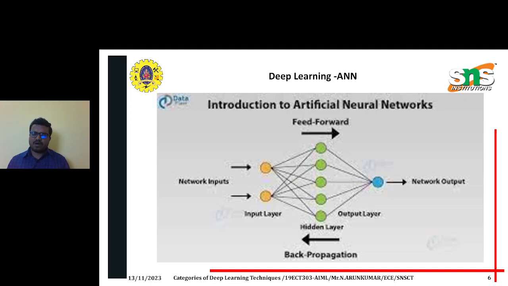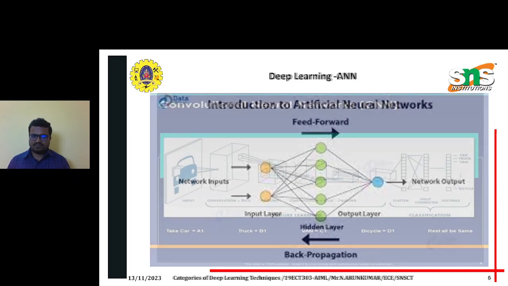If there are any problems or errors while forwarding the information, it automatically moves towards the input layer based on the backpropagation technique. In this backpropagation technique, the error has to be identified and uploaded in the feed forward technique, and it is followed by the input layers.